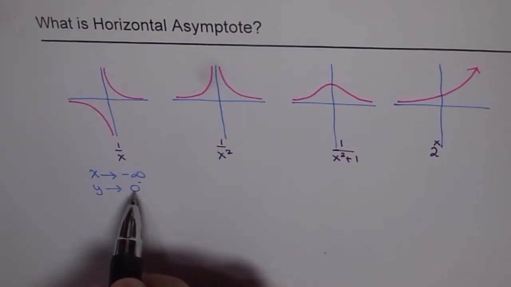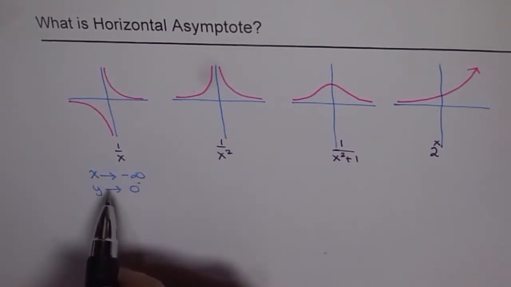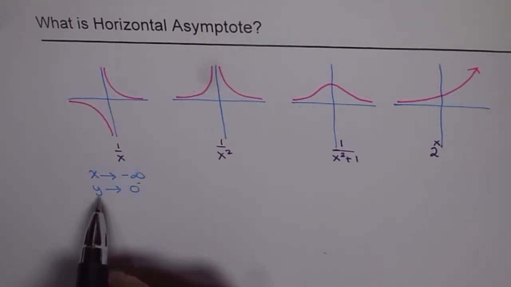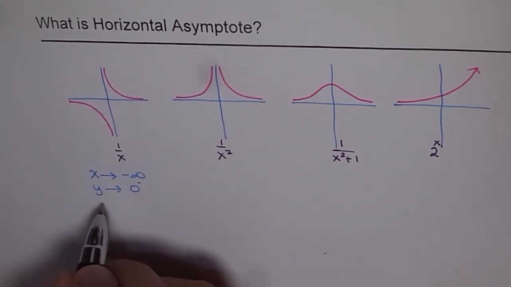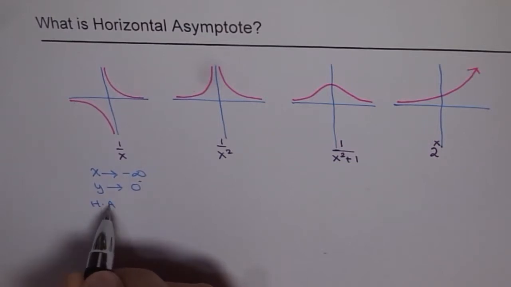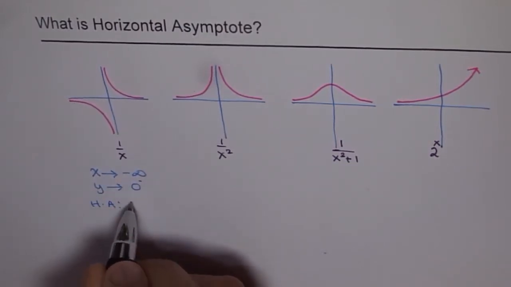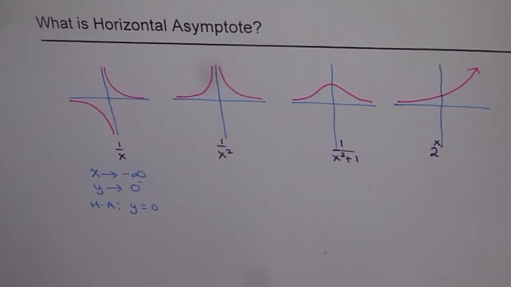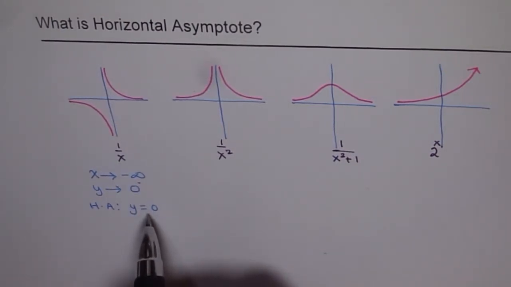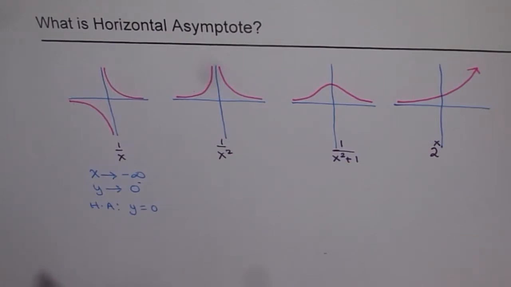0 is a value, correct? So whenever we have a situation where, for an extreme value of x, the function is approaching a value, we say there is a horizontal asymptote which is being approached. And the equation for the horizontal asymptote will be the value being approached. We say y equals 0. So y equals 0 becomes the equation for the horizontal asymptote in this particular case.